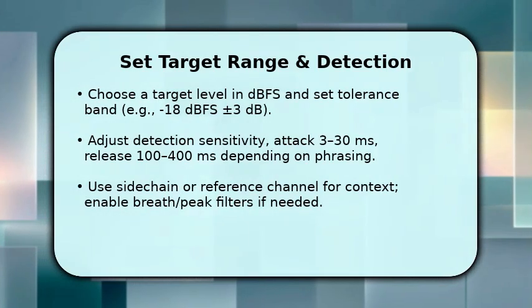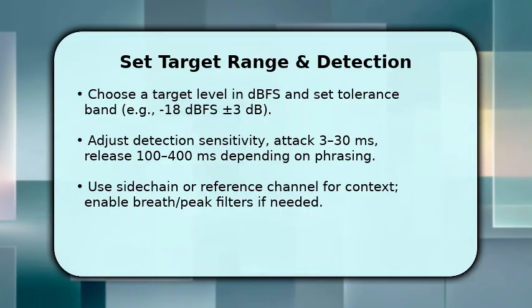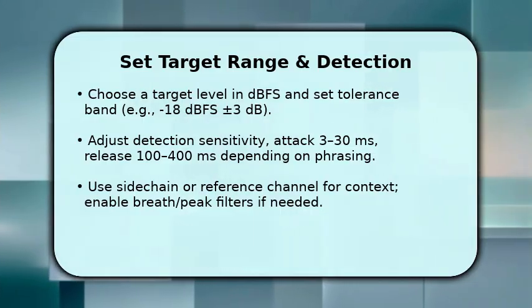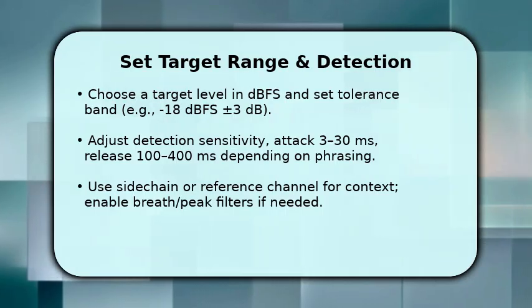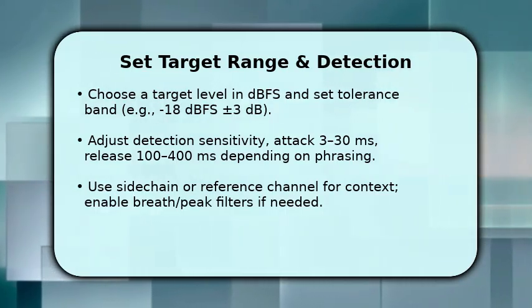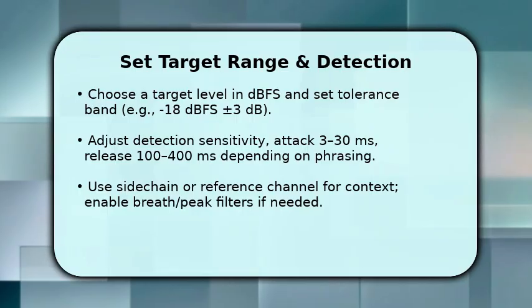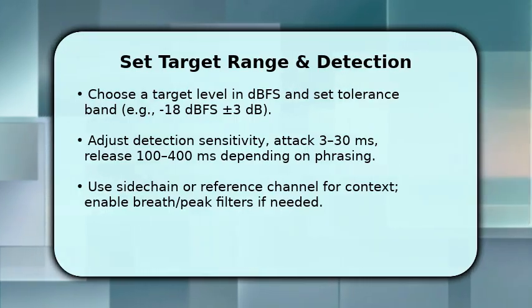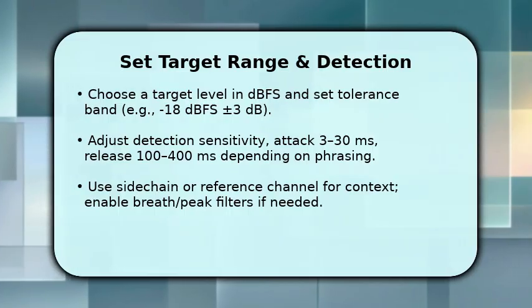You now define what right sounds like by setting the target level and tolerance band. This tells the writer where to aim. Once that's set, tune detection sensitivity so it follows consonants and sibilants without pumping, lower sensitivity for noisy takes.